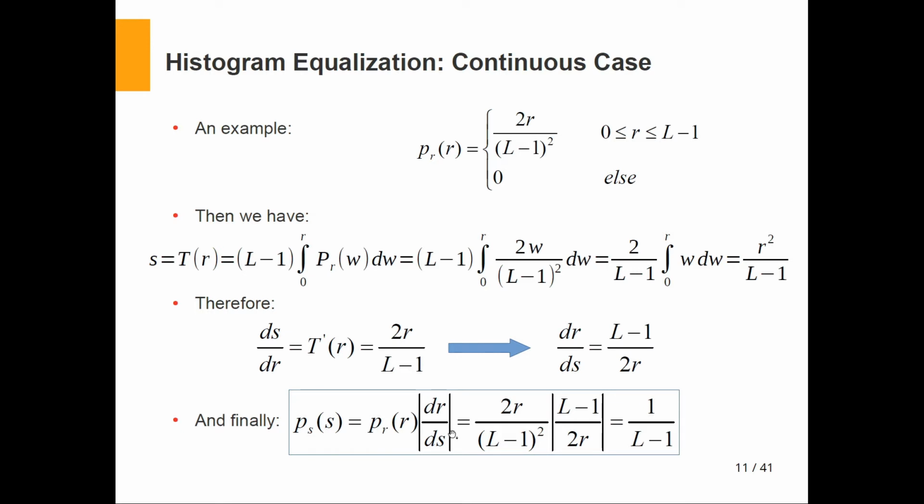And then finally, if I replace this function here in addition to the PR of R in the equation that we had for calculating PS of S or PDF of S, we will end up with 1 over L minus 1 as we did before. So as you can see, it can be mathematically proven that having a transformation function like we defined will give us a histogram equalized output.